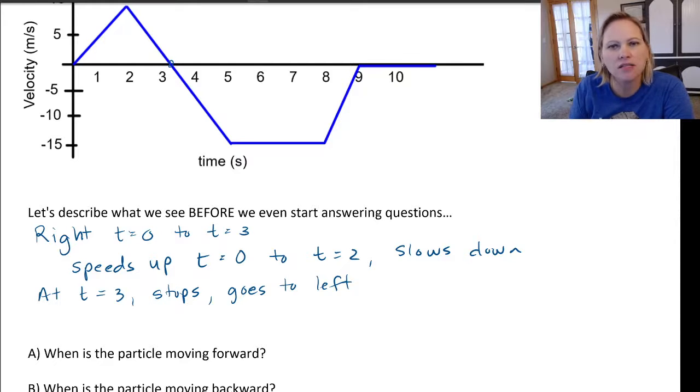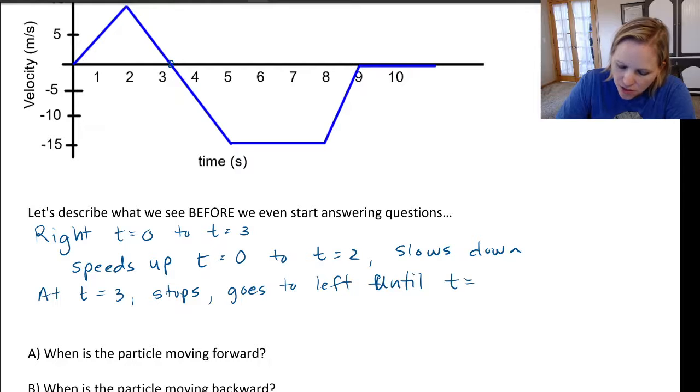Now, just because the velocity is going up and down doesn't mean it's changing direction. It doesn't change direction until the velocity changes from positive to negative or negative to positive. So we have it moving to the left until t equals 9. We'll talk about what t equals 9 is. It stays negative until t equals 9.